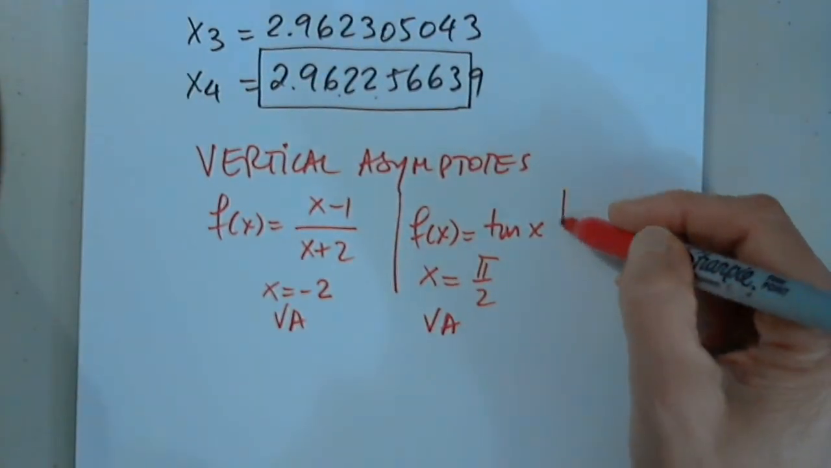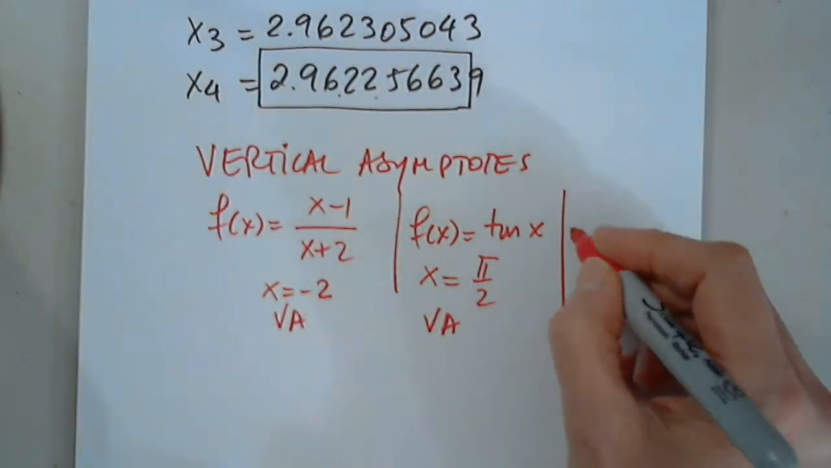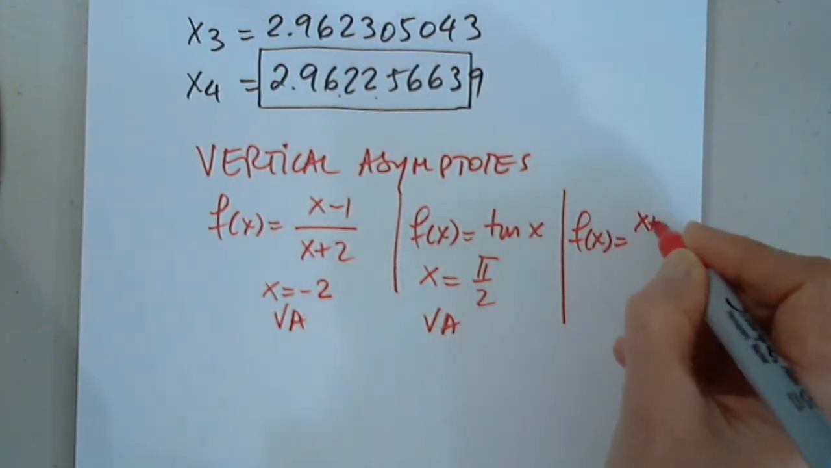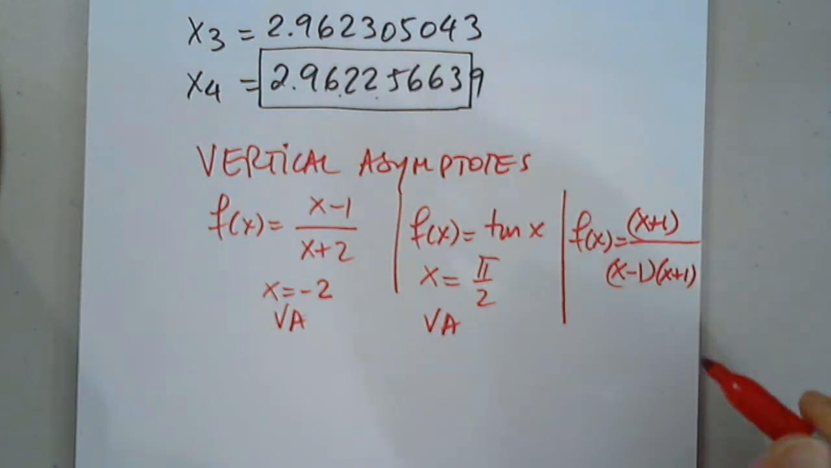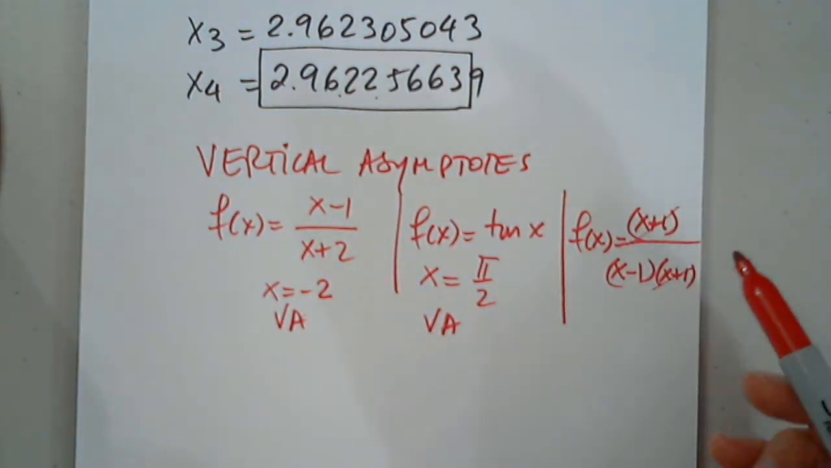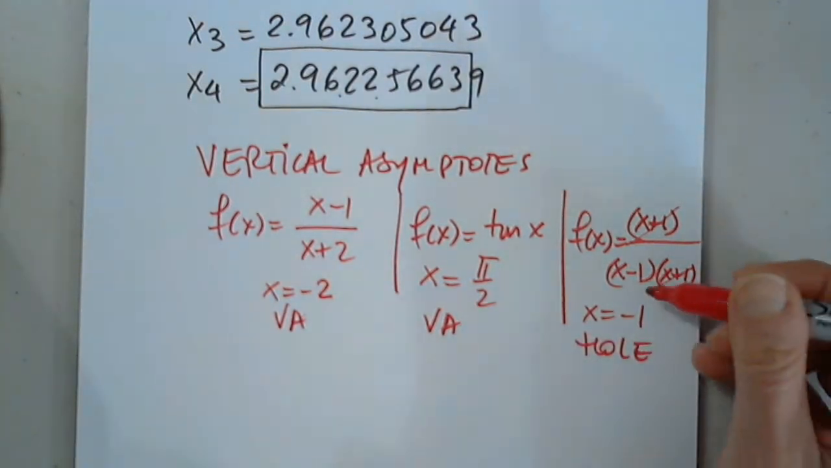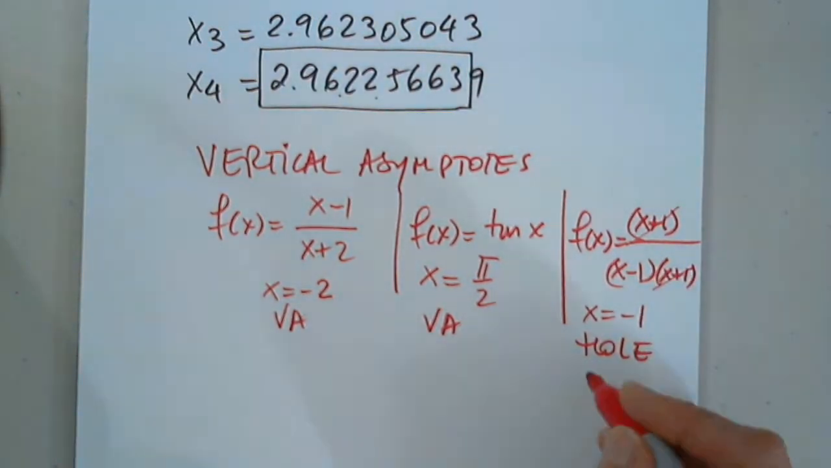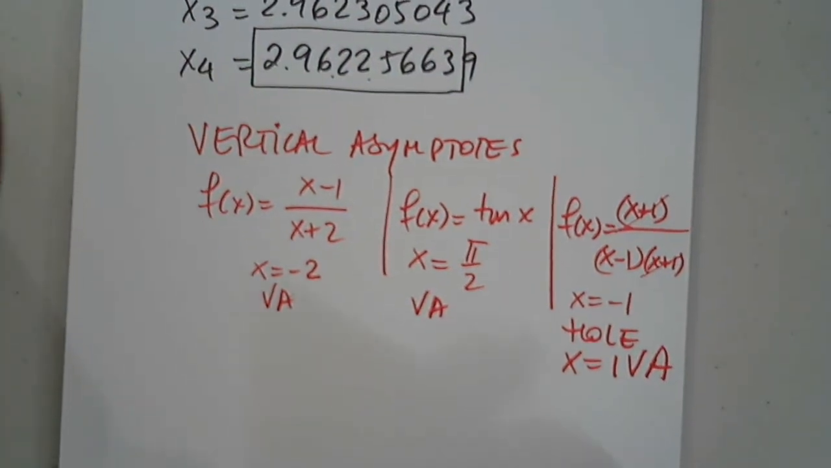We can have a combination of vertical asymptotes with holes in the graph, like f of x equals x plus 1 over x minus 1 times x plus 1. So you can remove this, but that means that x equals -1 is a hole in the graph, but you cannot remove x minus 1, so x equals 1 is a vertical asymptote. So that's pretty much about it.